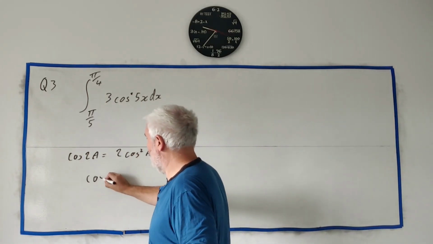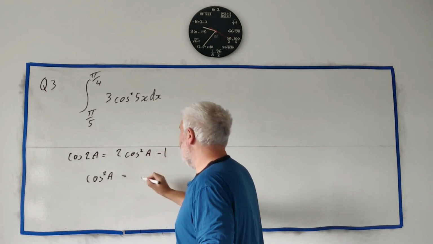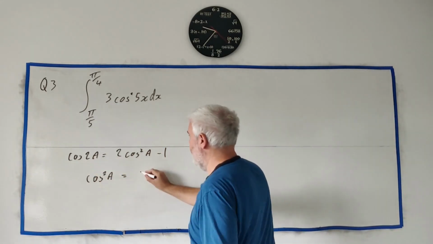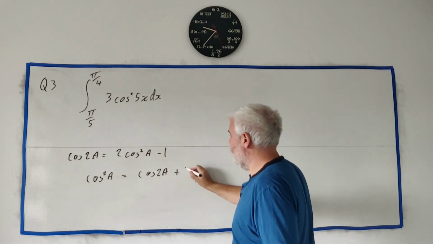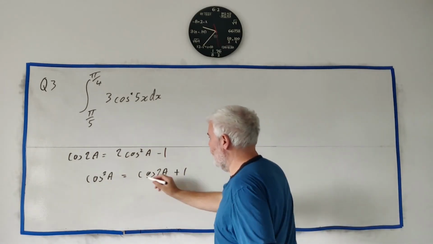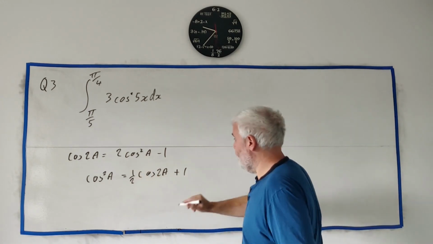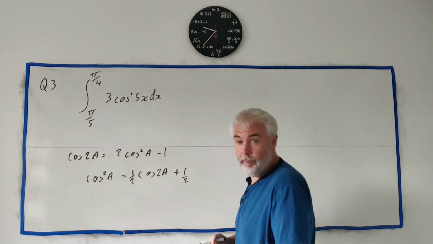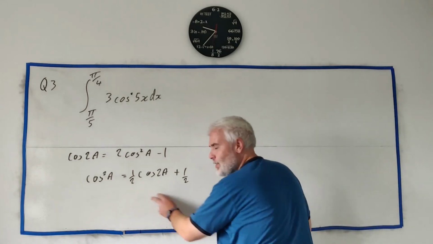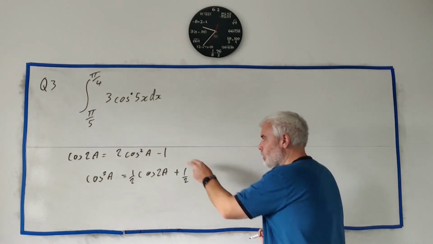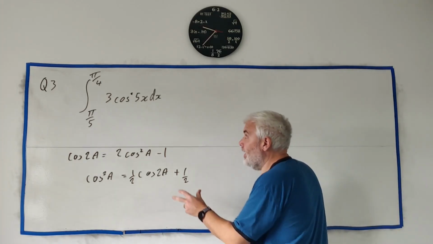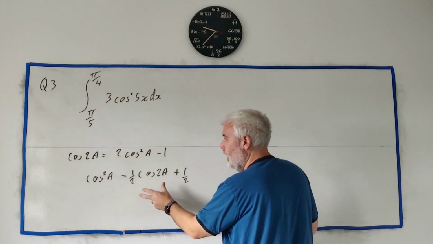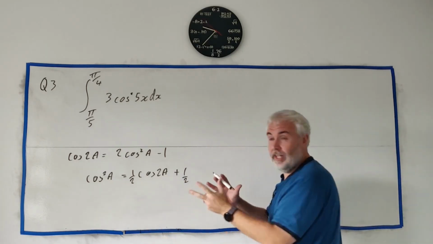We would have cosine squared of a is equal to cosine 2a, plus the 1, and everything would be divided by 2. So that means it'd be multiplied by a half and it'd be multiplied by a half. They don't write this explicitly in our formulas, but they write this, so we should be able to get to this.